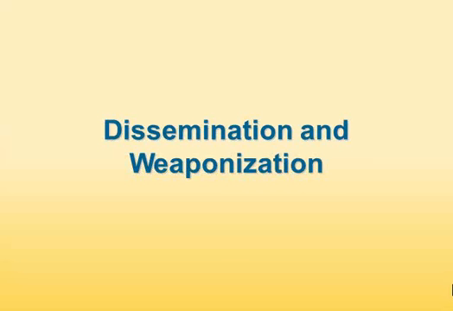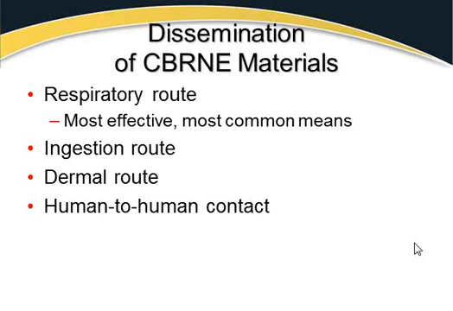All right, so dissemination and weaponization. So the dissemination of these CBRNE materials, again, we continue to discuss many of the common routes of poisoning, and one of the most common, most effective is that of the respiratory route. By using the respiratory route, it's into the body quickly, easily, and it's not quite as easy to keep yourself out of it if it's just floating around in the air.